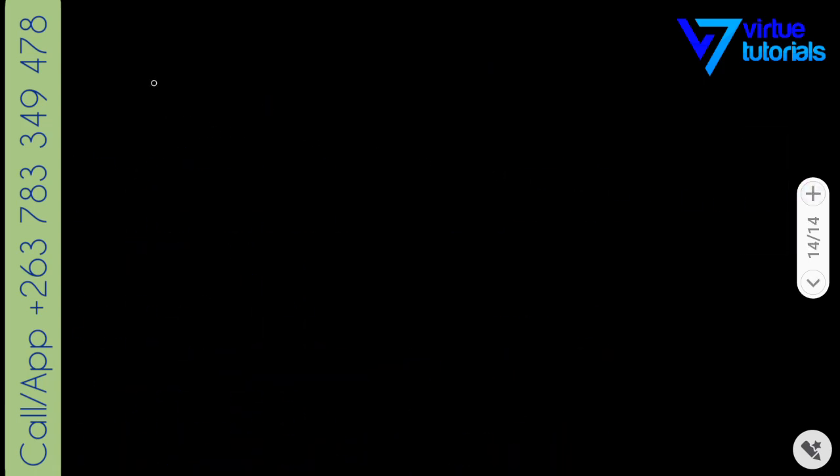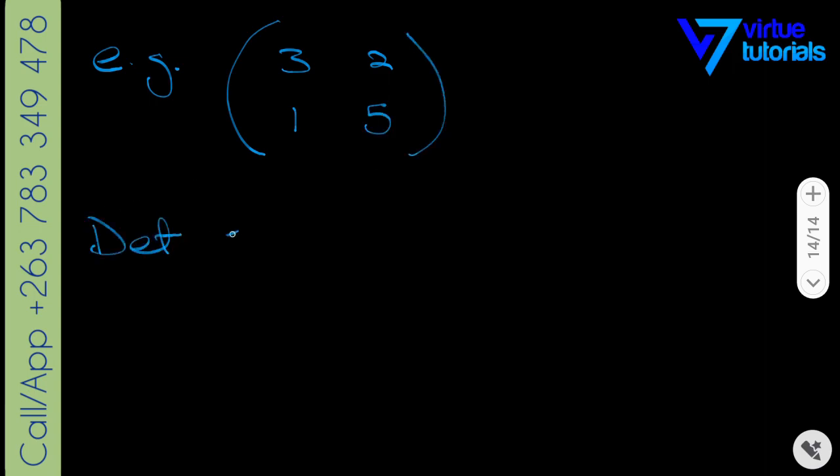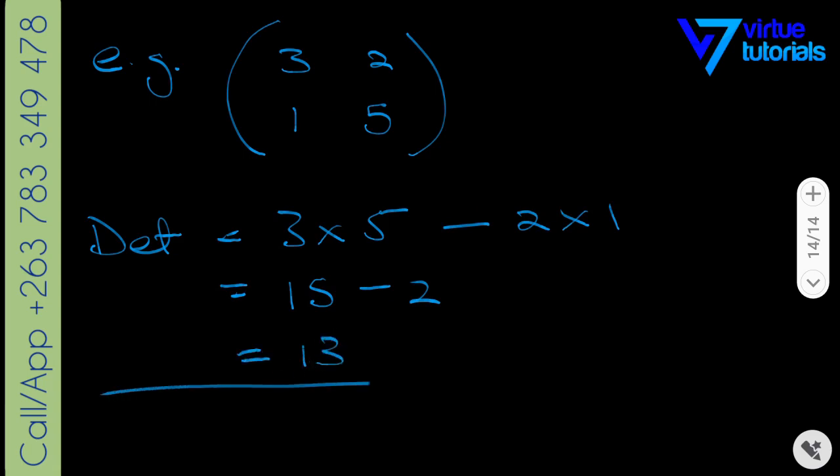So for example, if we had something like 3, 2, 1, 5, the determinant for that matrix will be equal to 3 times 5, that first diagonal, minus 2 times 1, the second diagonal. So this gives you 15 minus 2, which gives you 13. So that is the determinant there. It should be fairly simple.